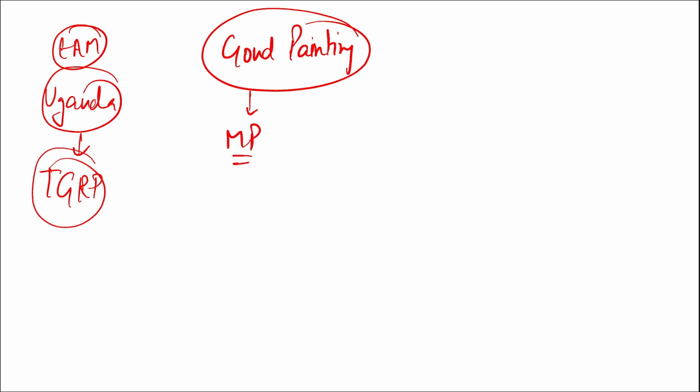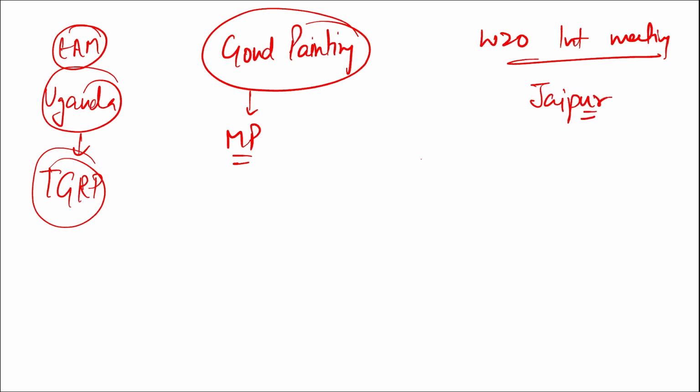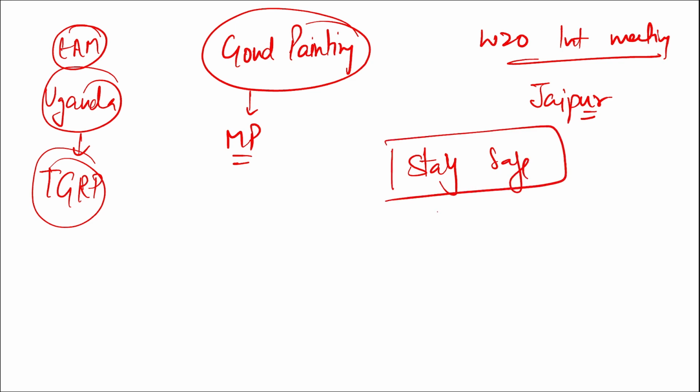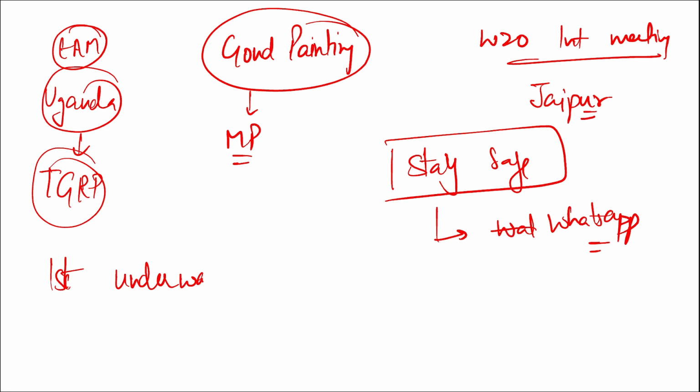Then apart from this, if I ask you, the W20 international meeting, where was this held? This was held in Jaipur. Then the Stay Safe campaign. This was launched by which social media platform? It was launched by WhatsApp. Stay Safe campaign, right?